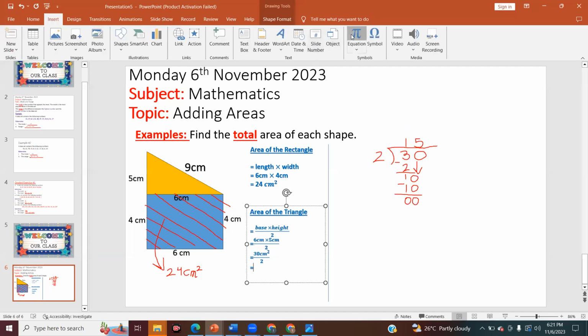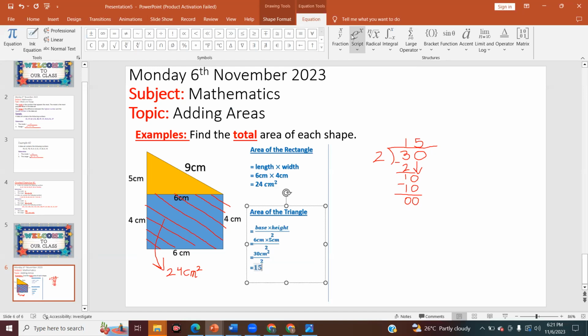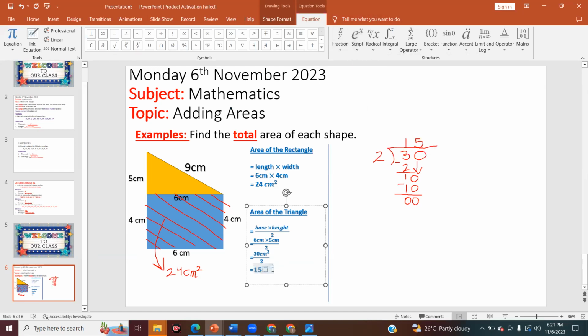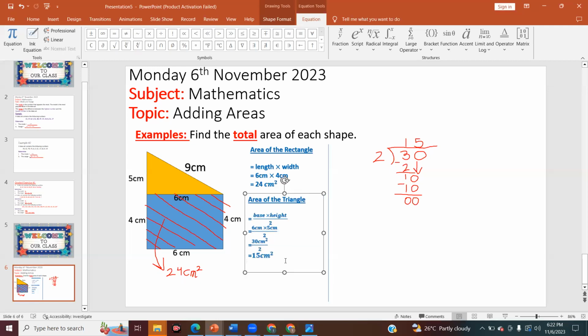So we're done, right? No, sir. What? We ain't done yet. You have to add the area of the triangle plus the area of the rectangle. Perfect. Y'all are very smart. So the area of the triangle is 15 centimeters squared.